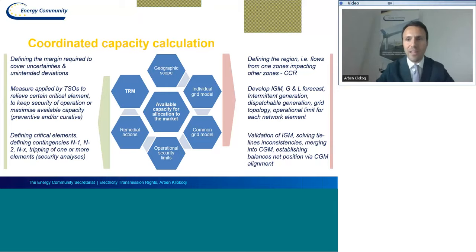And then finally, TRM is the transmission reliability margin. This margin is defined for two elements. One is to cover any potential uncertainty that could occur from the point when capacity calculation happens all the way to the real-time operation, and also to allow some capacity for unintended deviations between the TSOs. And then all this will result in the available capacity for allocation in the market.